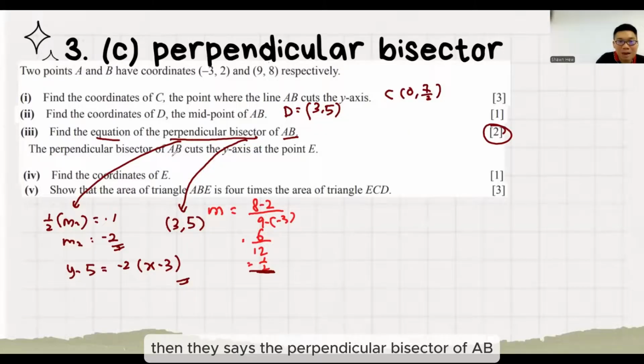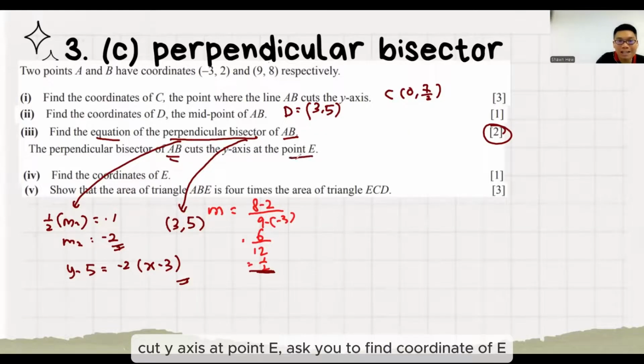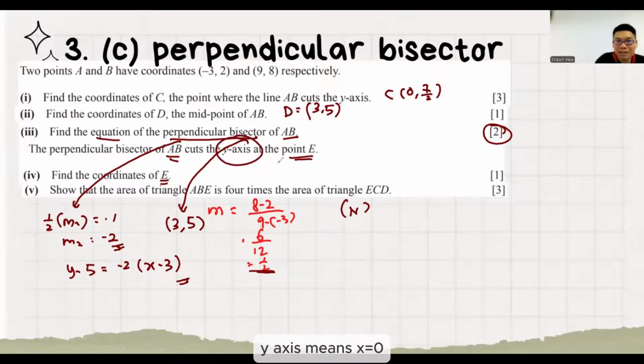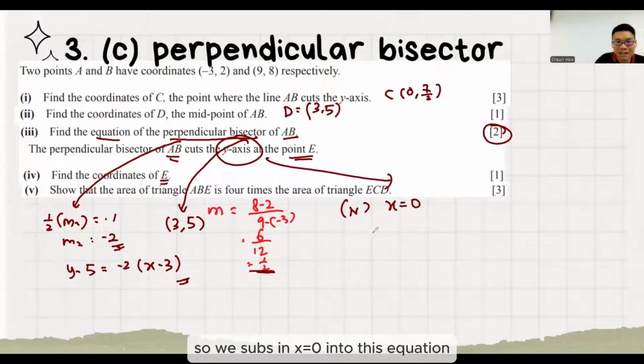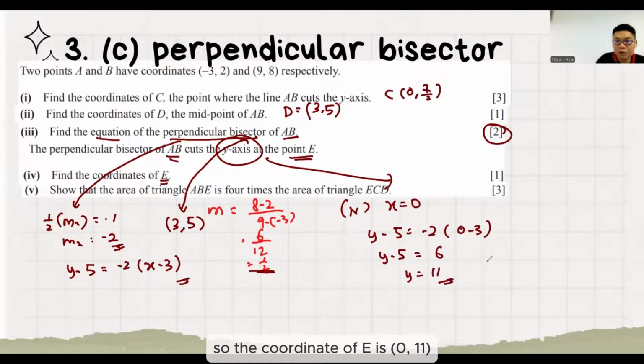Then it says the perpendicular bisector of AB cuts the y-axis at point E. Ask you to find the coordinate of E. Y-axis means x equals to 0. So we substitute x equals to 0 into this equation. So the coordinate of E is 0, 11.